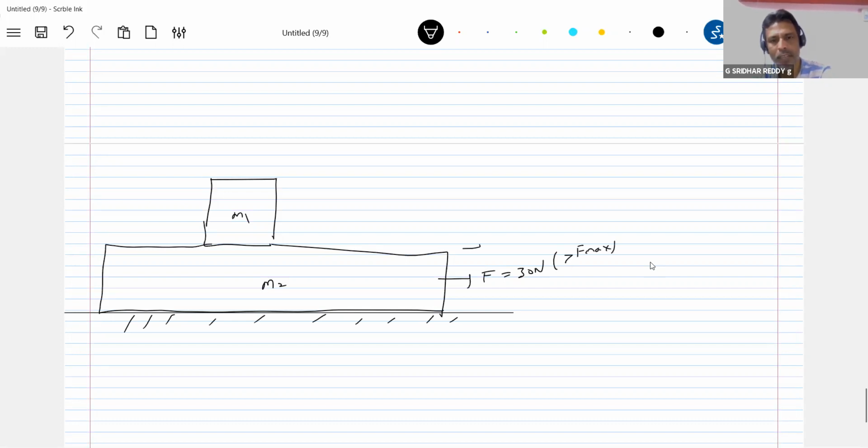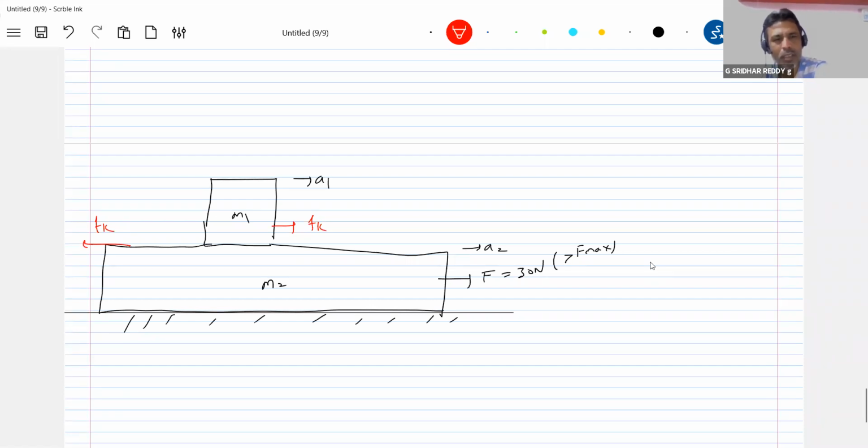Then I'm directly going to write the accelerations A2 and A1. The friction acting will be kinetic. Got the idea? There'll be slipping. No slipping between the blocks would not be the case.